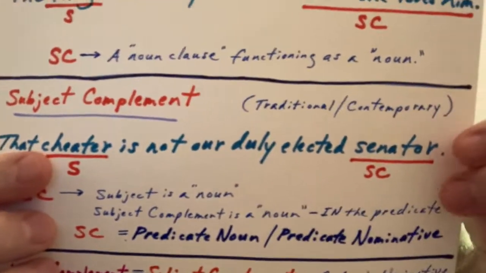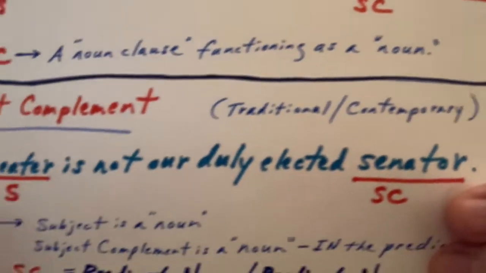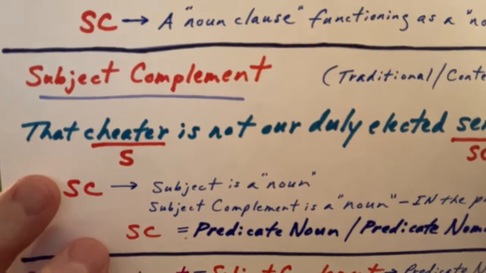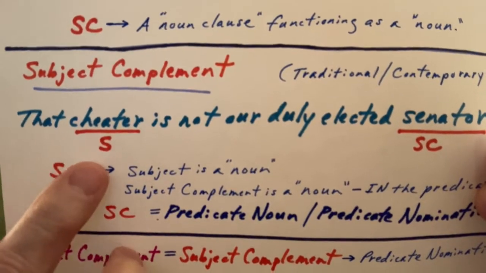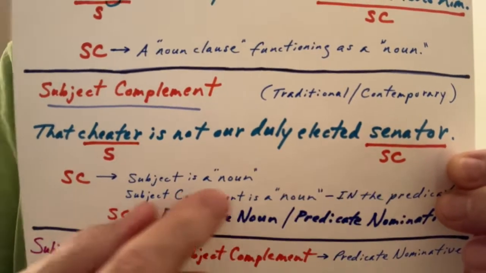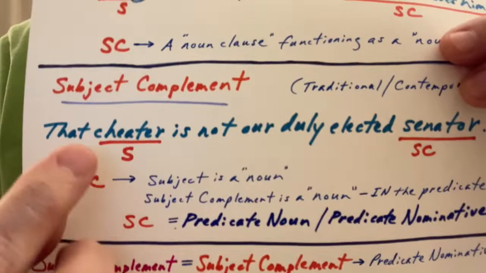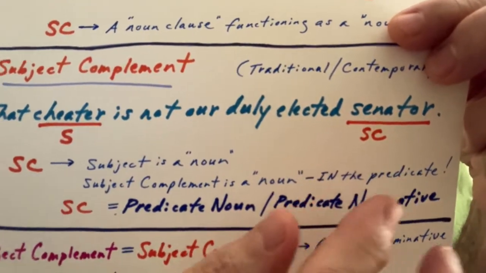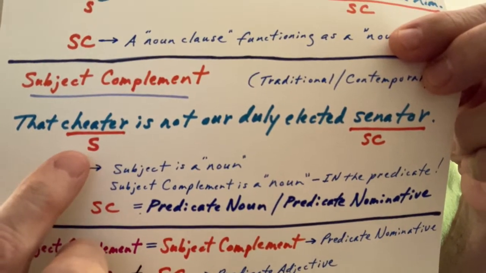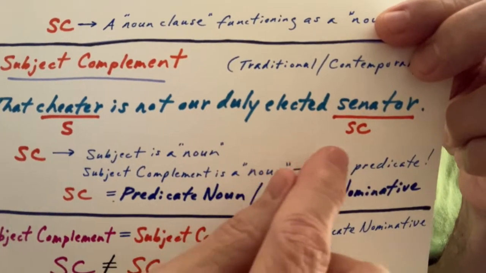Okay, here we have it. Now, here's our sample sentence. You see it? Here's your subject and your subject complement. And the sentence is, that cheater is not our duly elected senator. In other words, he cheated. He's not duly elected. And you see the subject clearly, and you see the subject complement.